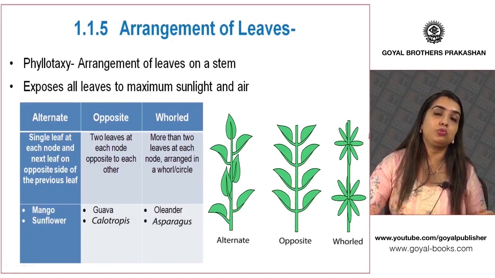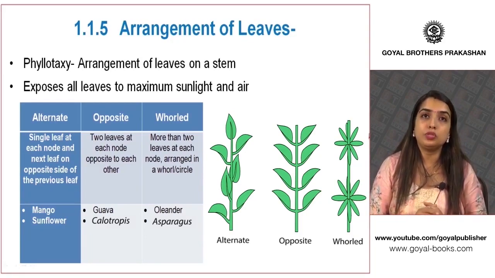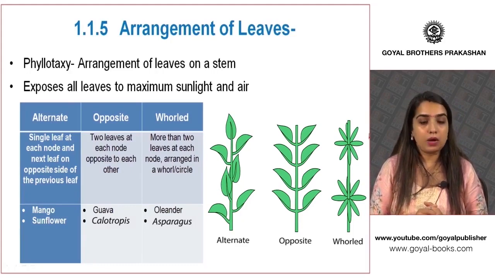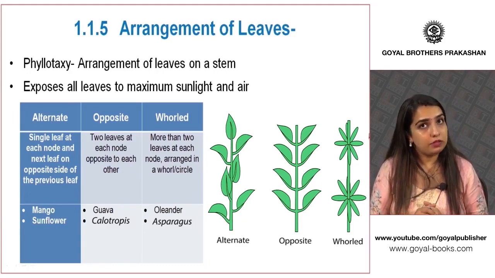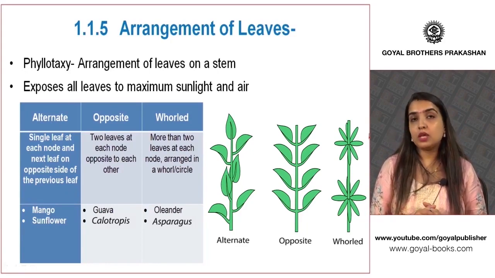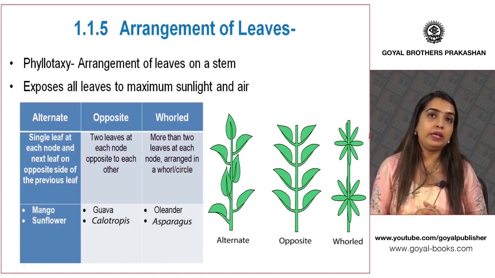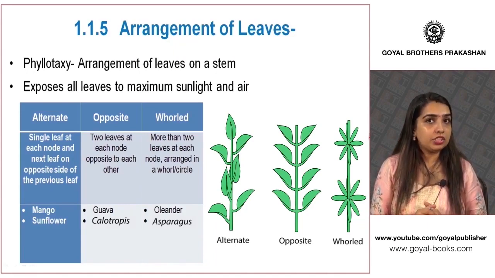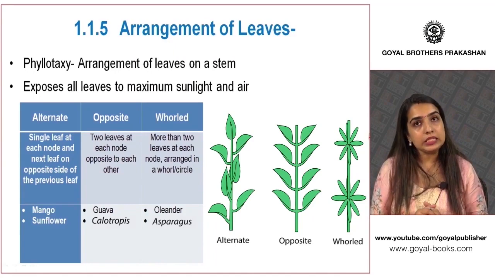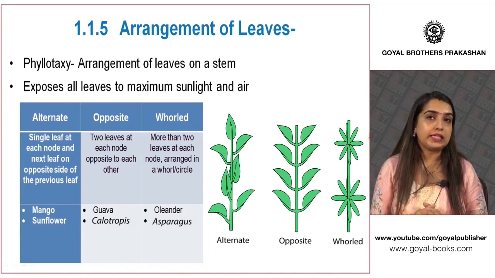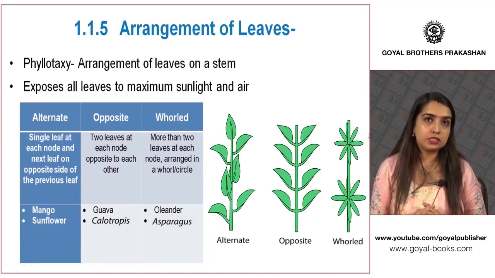And with this, we come to an end of this particular video, wherein we discussed arrangement of leaves, venation, and types of leaves. Under types of leaves, we covered simple leaves and compound leaves, followed by reticulate and parallel venation, and last but not the least, arrangement of leaves, that is alternate, opposite, and whorled. In the next section, we will discuss modification of leaves.